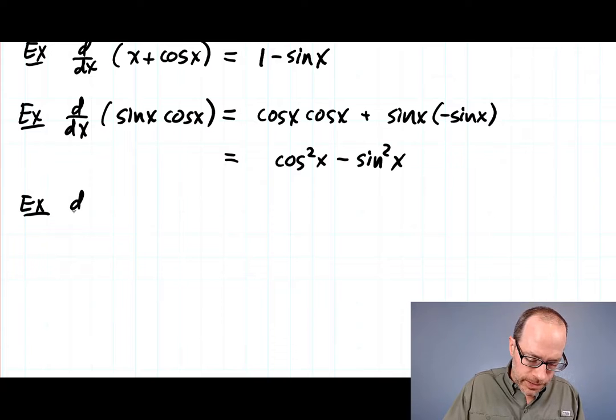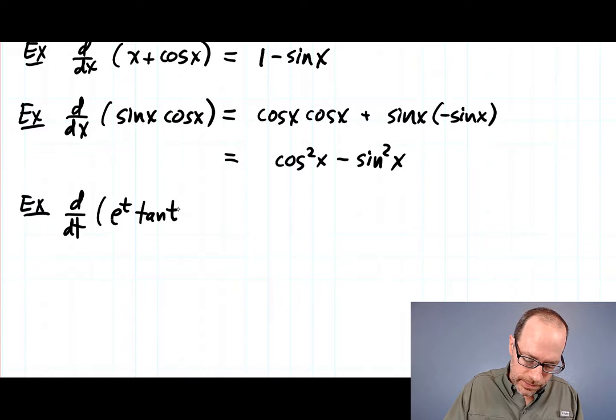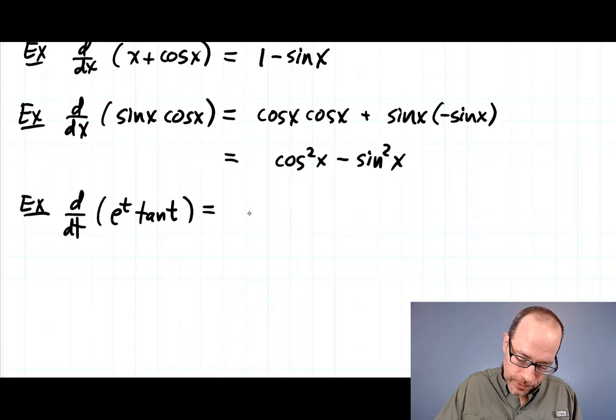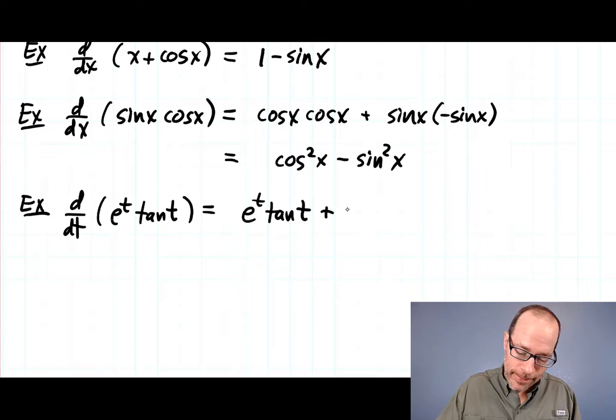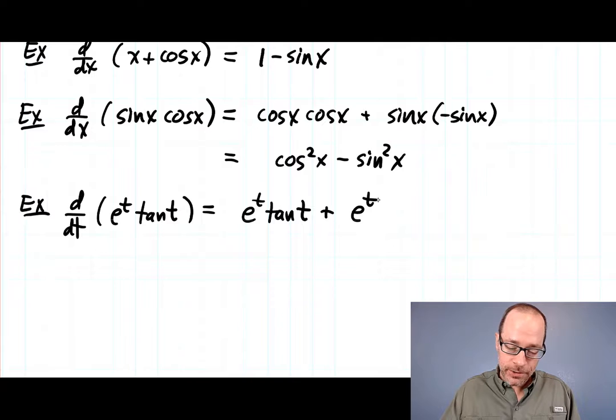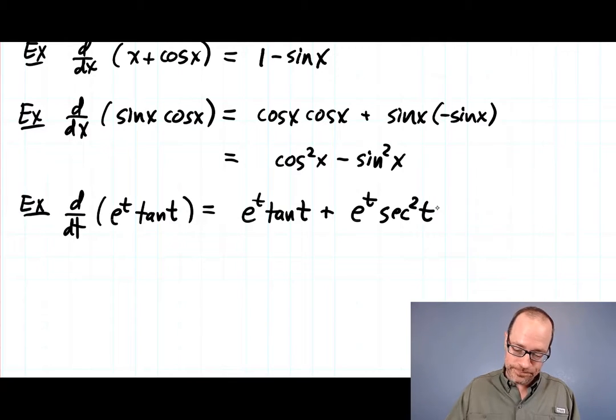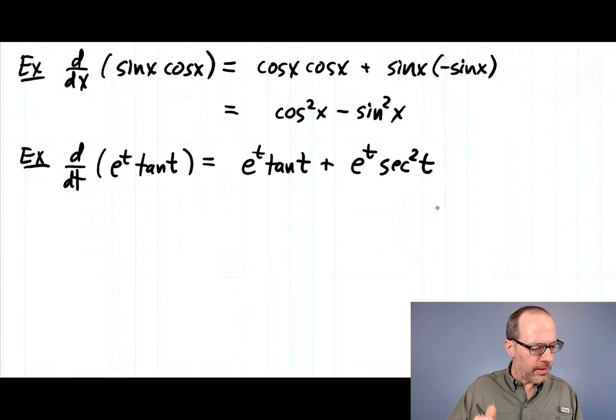Next example. Let's do d by dt of e to the t tangent of t. So product rule again. Take the derivative of e to the t, it stays e to the t. Copy tangent unchanged. Leave e to the t unchanged, and then take the derivative of the tangent, and that was secant squared. All right.